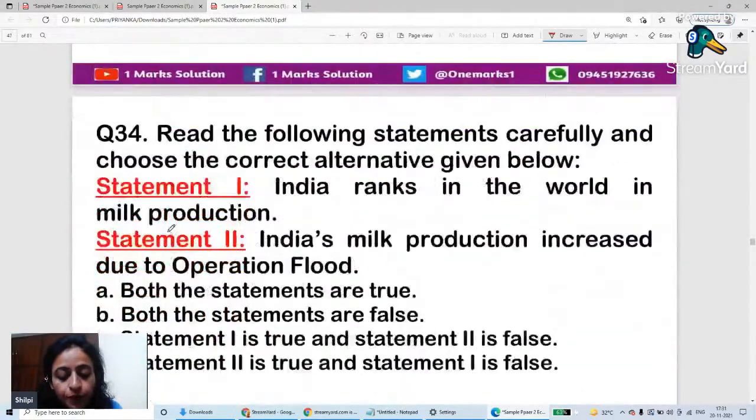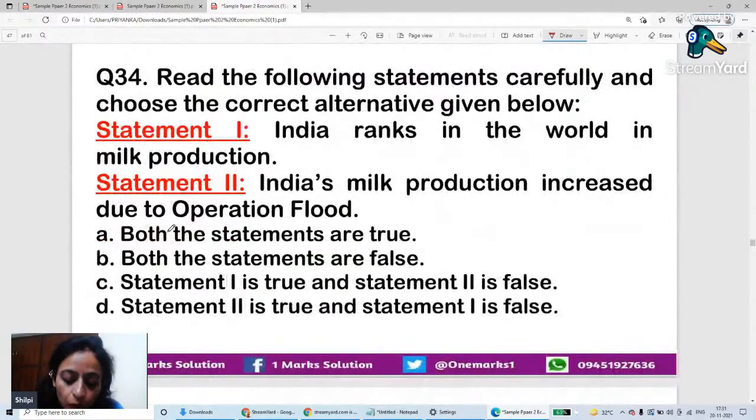Question number 34. Now it is a statement type question. Statement 1 says India ranks first in the world in milk production. Yes, this is true. Statement 2 says India's milk production increased due to Operation Flood. Now, what is Operation Flood? It is the milk revolution, white revolution, where the milk was taken to one plant and they pooled all the milk together and started pasteurizing and packing it, and then started selling it to farther areas. So yes, it was increased due to Operation Flood. So both the statements are true. Option A is correct.